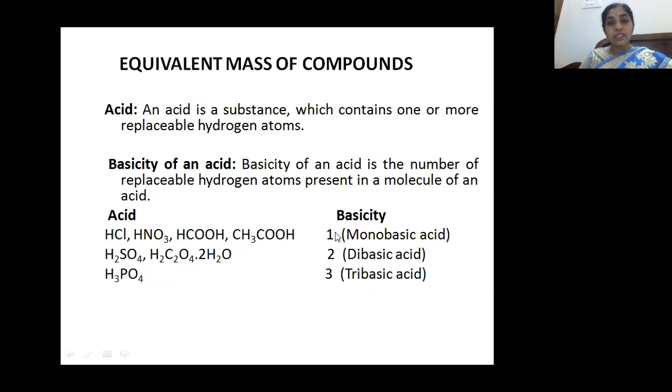So acid and its basicity. These are all examples for monobasic acid, that is hydrochloric acid, nitric acid, formic acid, acetic acid, where only one replaceable hydrogen is present. So they are called monobasic acids. For dibasic acid, that is where two replaceable hydrogen atoms are present, sulfuric acid and oxalic acid. And for the third example, orthophosphoric acid H3PO4, you find it is a tribasic acid with three replaceable hydrogen.